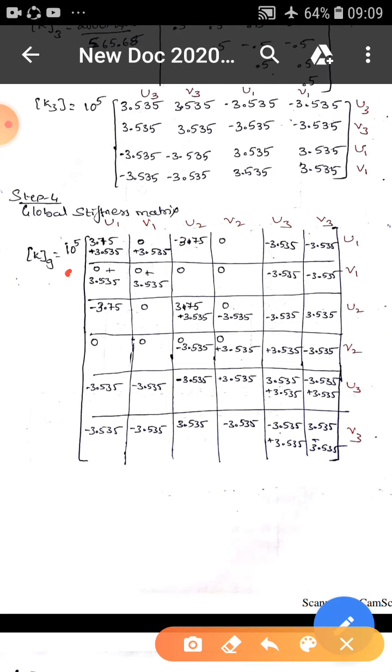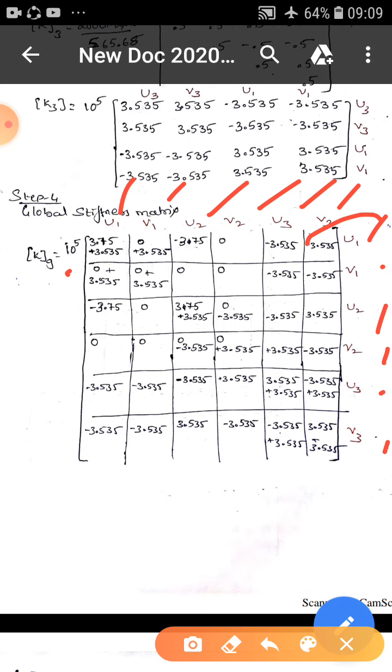Again, this has 3 nodes, and each node has 2 degrees of freedom. 3 times 2 is 6, so 6 by 6 is the matrix we get. We have drawn 6 rows and 6 columns, and the displacements associated are u1 v1 u2 v2 u3 v3, and u1 v1 u2 v2 u3 v3.